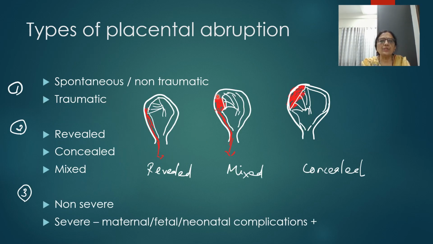Types of placental abruption: we can say spontaneous or non-traumatic, and traumatic. Traumatic can be either a motor vehicle accident or any accident, or even trauma because of domestic violence or any other violence.